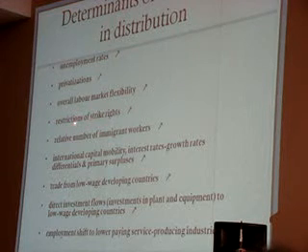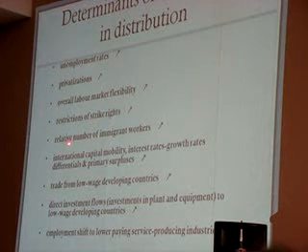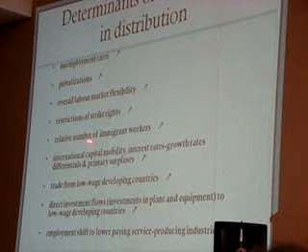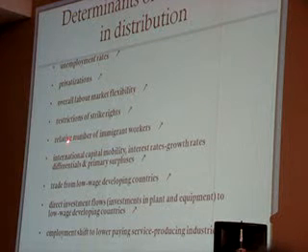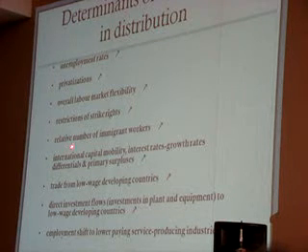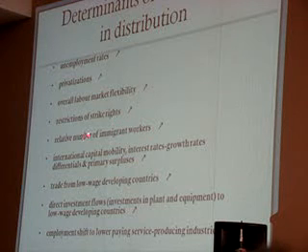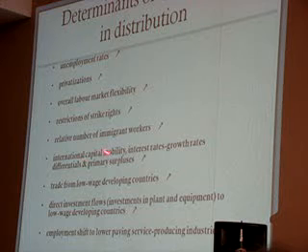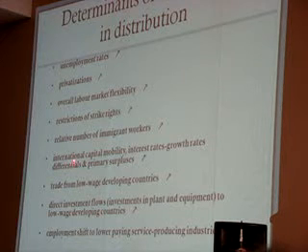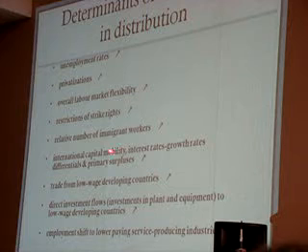Restrictions, significant restrictions on strike rights, and that of course has markedly increased, both in the USA and in Europe, the relative number of immigrant workers. And of course there has been this complete dismantling of capital controls, international capital mobility.